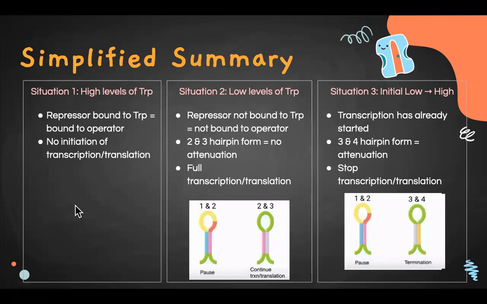And that's the summary of everything we went over. For the situation where there are high levels of tryptophan, the repressor is bound, so you don't even need to worry about attenuation. In the second situation, when there are low levels of tryptophan, the repressor doesn't bind, 2 and 3 hairpin form, and then there's full transcription and no attenuation. And in situation 3, that we just went over, the ribosome stops at region 2 and 3 and 4 form, which equals attenuation. Are there any questions about that?